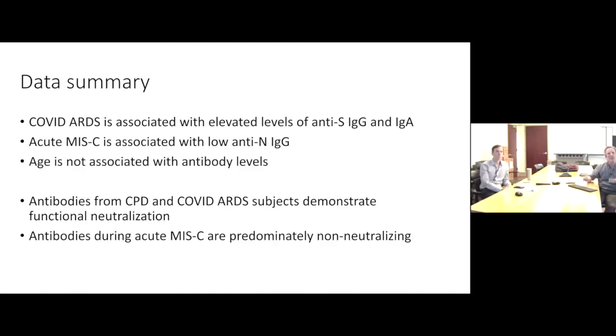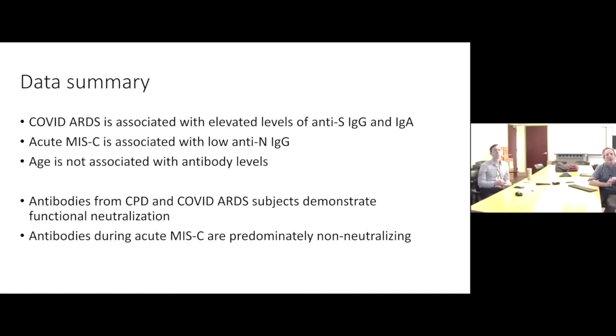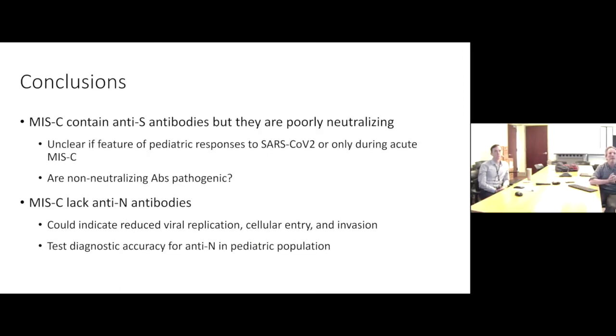So just summarizing the data quickly, COVID ARDS is associated with elevated levels of anti-S IgG and IgA. The MISC syndrome is associated with low anti-N IgG levels, and none of these associations are really related to age. In addition, antibodies from the convalescent plasma donors and the COVID ARDS subjects do demonstrate functional neutralization, but antibodies generated during the MISC syndrome are actually predominantly non-neutralizing, and we think that's a very important point. So MISC subjects contain anti-S antibodies, but these antibodies are very poorly neutralizing.